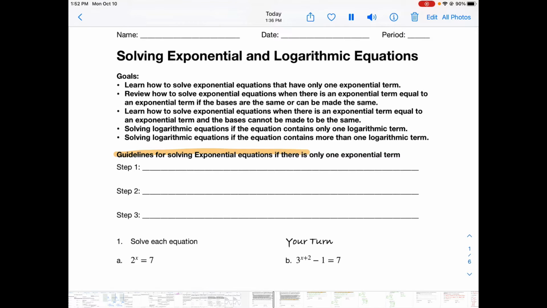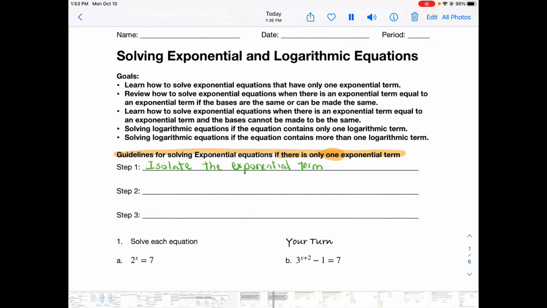And so for our first technique, we're going to solve exponential equations that have only one exponential term. This is a three-step procedure. The first step you're going to do is isolate the exponential term. So that means I need to get the a to the x term all by itself. So everything else, if I'm multiplying, adding, or subtracting anything to a to the x, I need to move it to the other side of the equation.